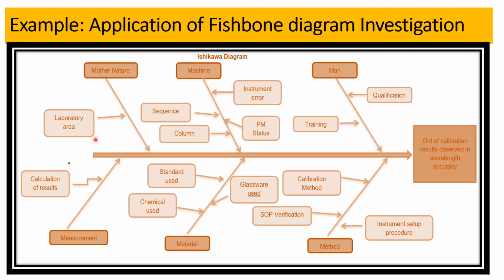Next is mother nature. Here, the laboratory area. In this you can check whether you performed the calibration activity as per the controlled conditions or not, that is, whether the temperature and relative humidity of that area are okay or not, right? So in this way you can investigate. Next is measurement. Here, the calculation of results. Here you can verify whether the final result observed is correctly calculated or not. There should not be any calculation related error, right?